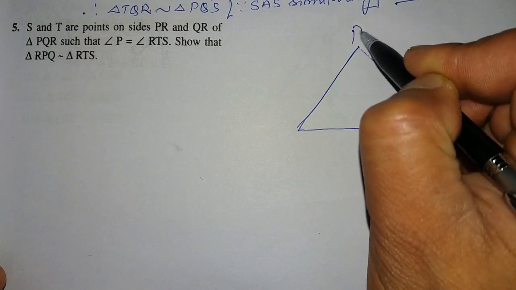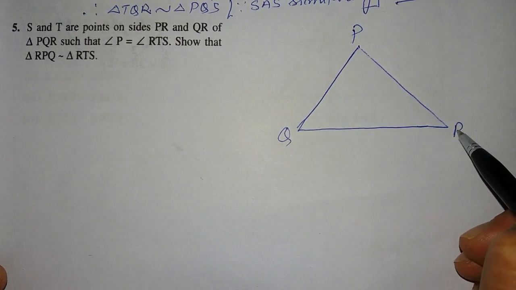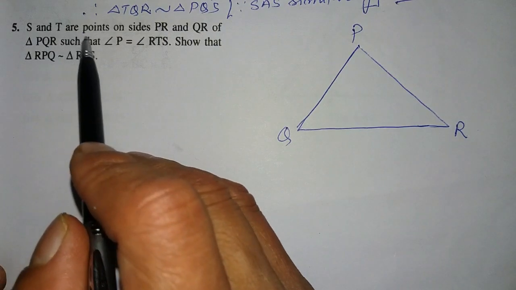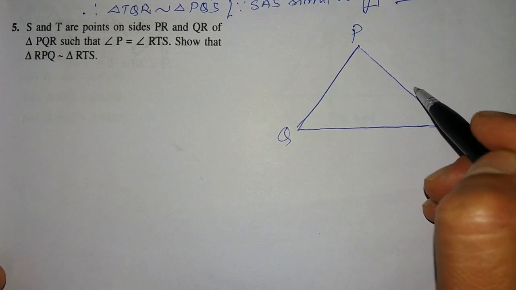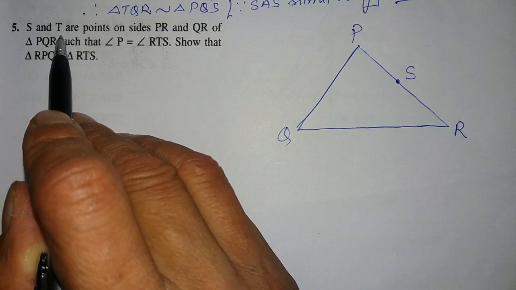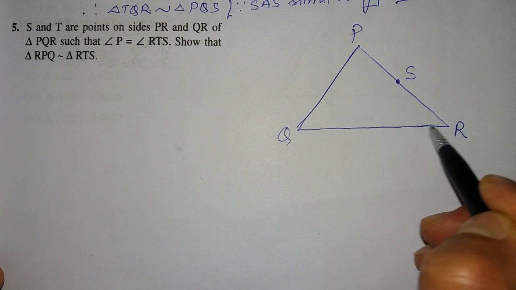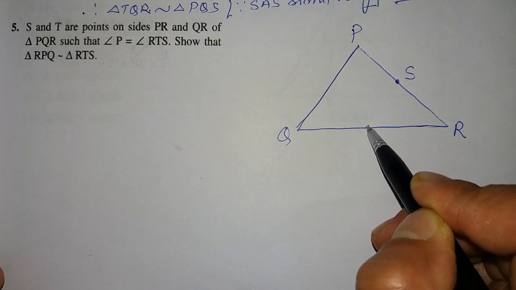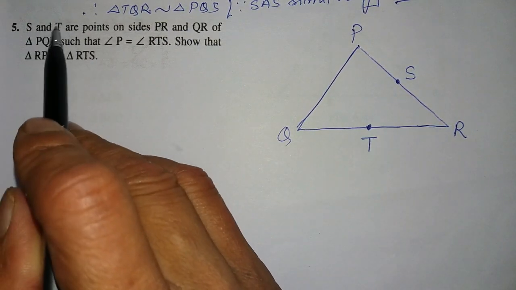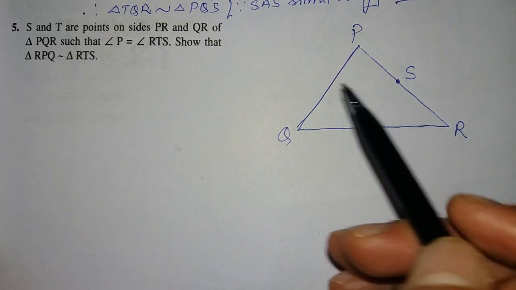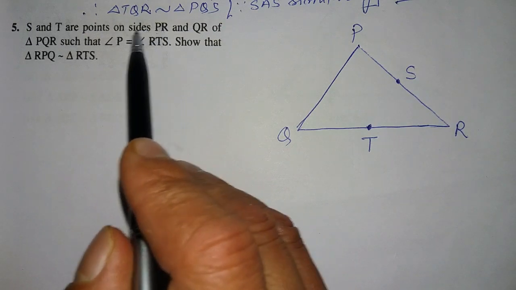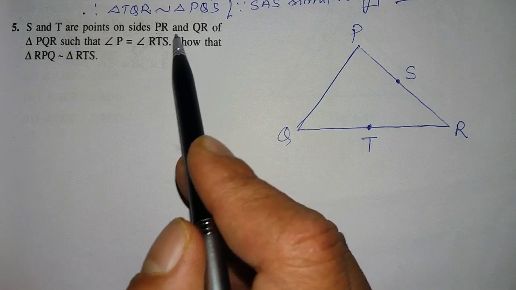Let's say this is P and this is Q and this is R. Now according to the question, S is a point on PR, and T is a point on QR. S and T are points on sides PR and QR of triangle PQR, which means S is on this line PR and T is on this line QR.